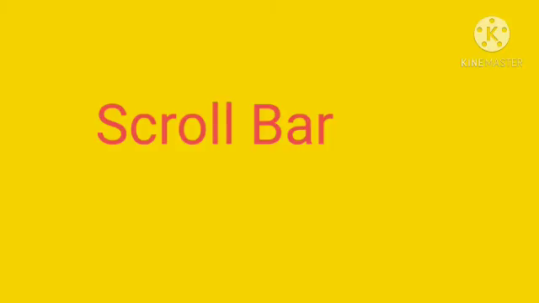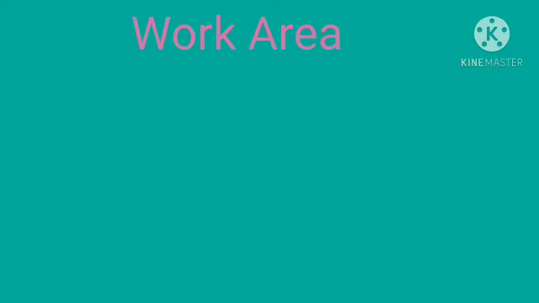Scroll bar. Scroll bar is a vertical or horizontal bar commonly on the far right or bottom of a window that allows you to move the window viewing area up, down, left or right. Border. Work area. In this space, you type the text. Work area is the blank space where we type text.